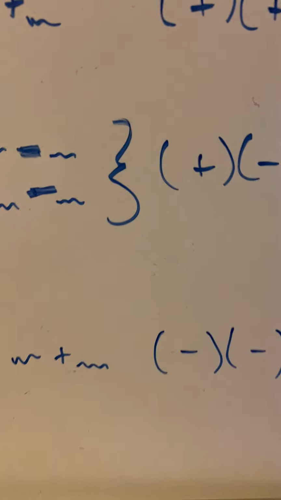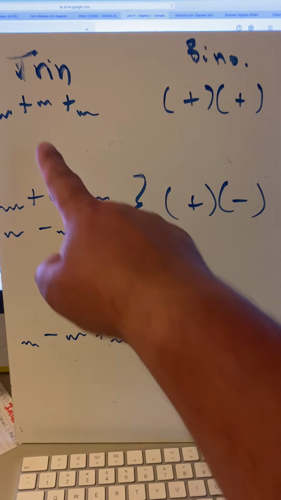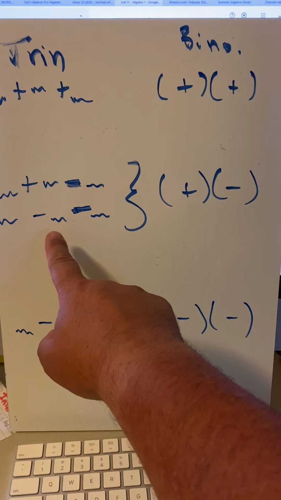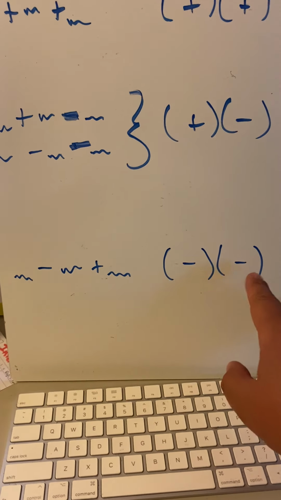The biggest thing that you want to worry about with the trinomials is just this chart. If it's plus plus, it's plus plus. If it's plus minus or minus minus, it's plus minus. And the last one, if it's minus plus, it's minus minus.